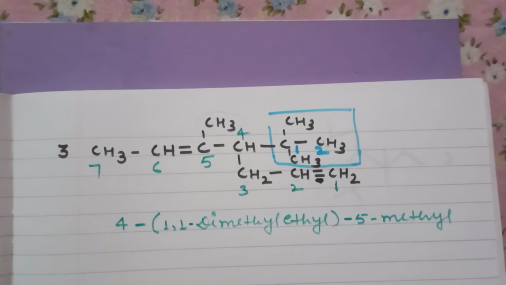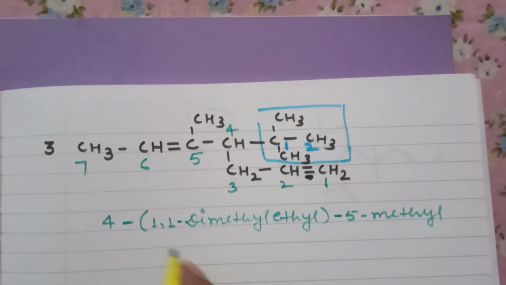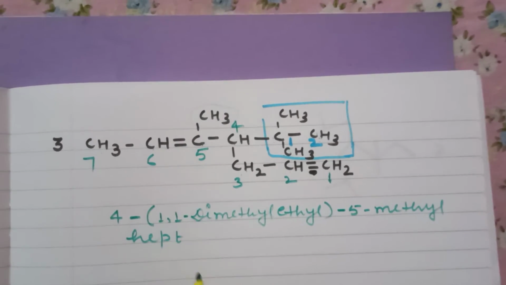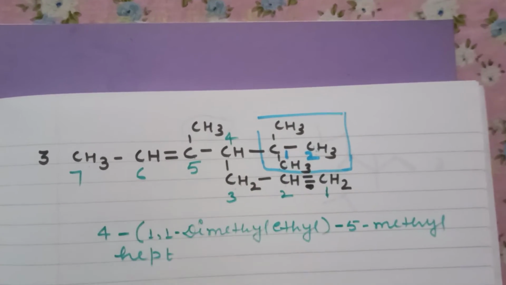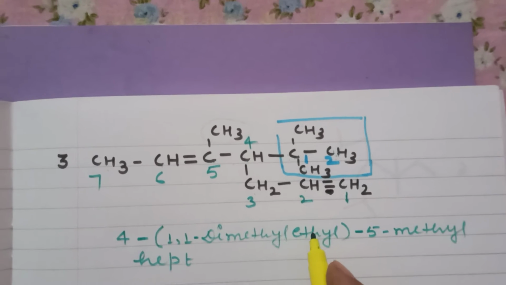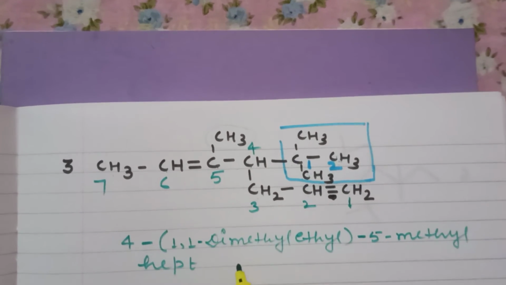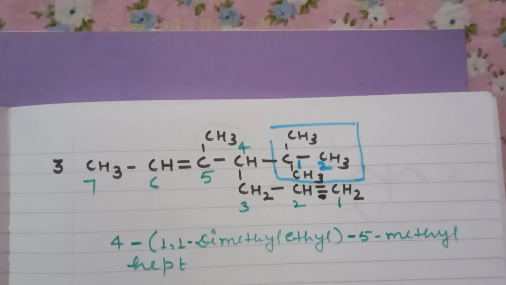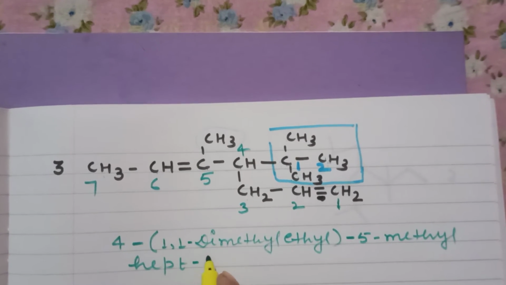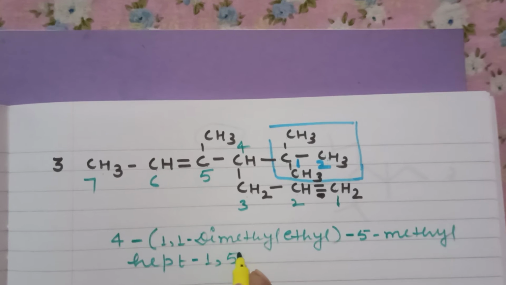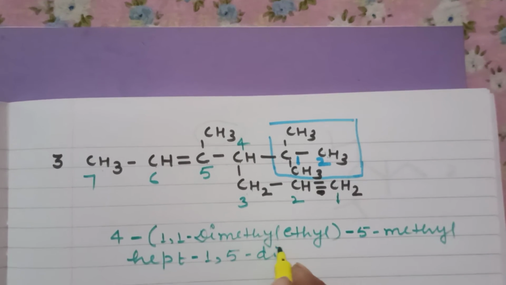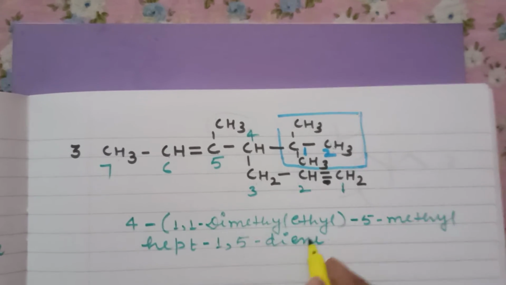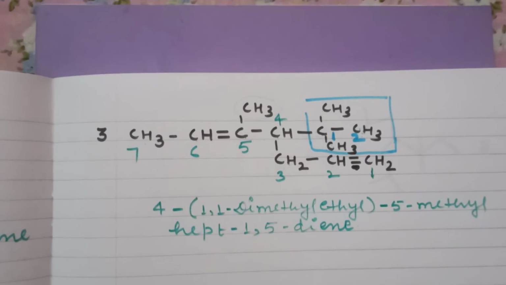How many carbons chain is there? 7 carbons. So I have written hept for 7 carbon. But a double bond is present and we have to state the position of the double bond also. So at carbon number 1 and carbon number 5, hept-1,5-diene, with 'di' because two double bonds are appearing. Okay, this will be the name of this compound.